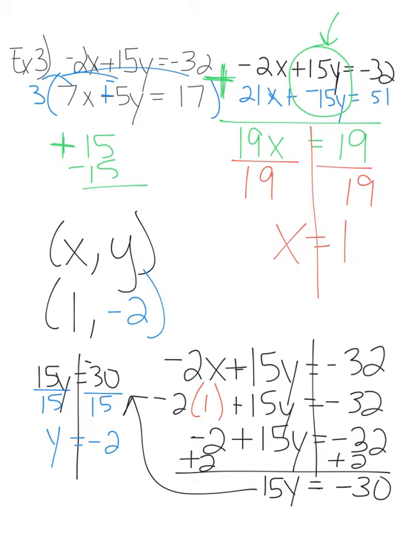So this is a one solution because there is one ordered pair that will make both of these equations true, and there is one ordered pair that they both cross at. So these two equations are going to cross at the point 1, negative 2. So we have many different ways to solve systems.